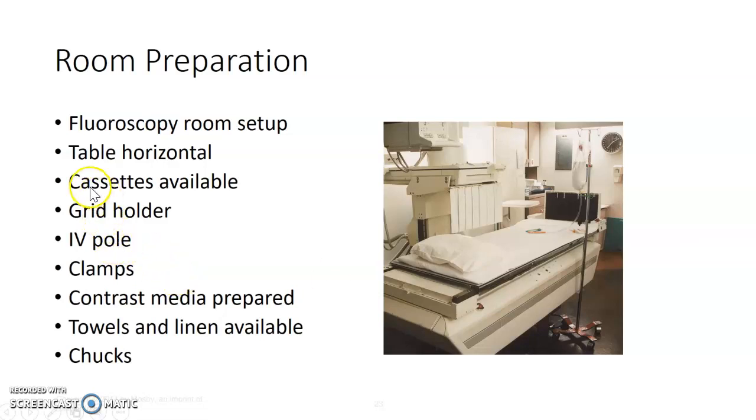You're going to want to have some cassettes available if you're working with CR equipment. If you're working with DR, obviously you just need the DR cassette. But have a grid holder, just in case you need to do cross-table or decubitus work. An IV pole, obviously, to hang your barium enema bag. Clamps, have extra clamps available. Contrast media prepared. I try to have this prepared before the patient goes in.